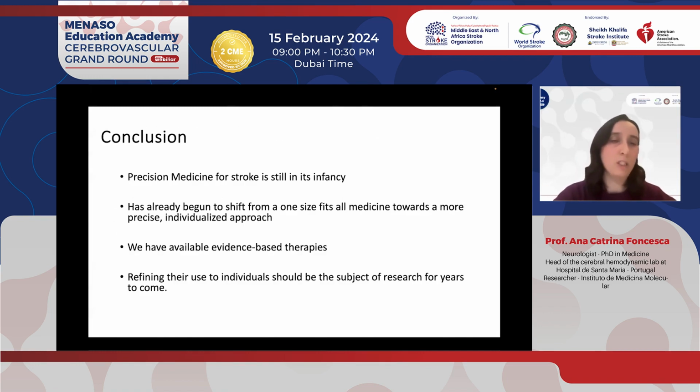So, concluding, precision medicine for stroke is still in its infancy, but it has already begun to shift from one-size-fits-all medicine towards a more precise and individualized approach. We now have available evidence-based therapies. We have treatments that work, but redefining their use for individuals should be the subject of research for years to come.